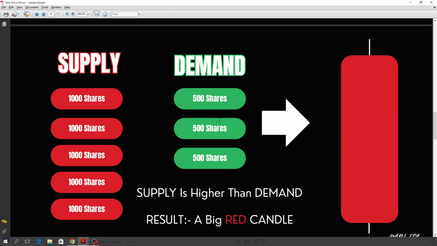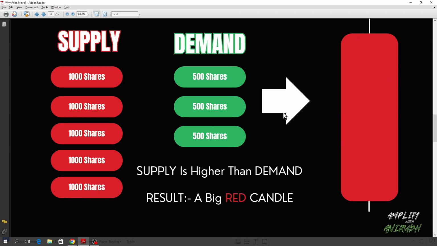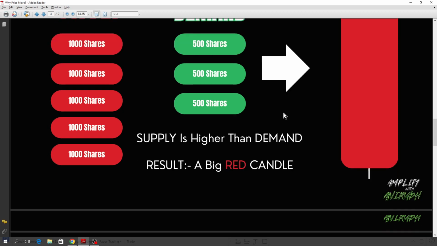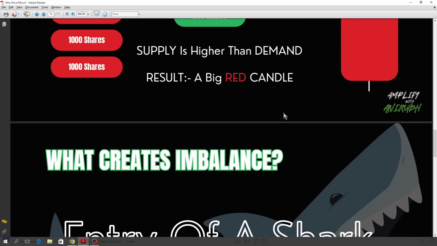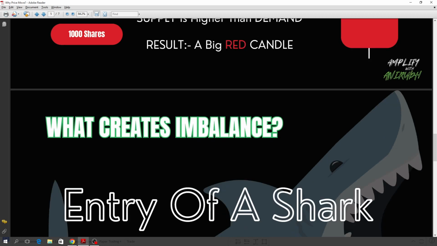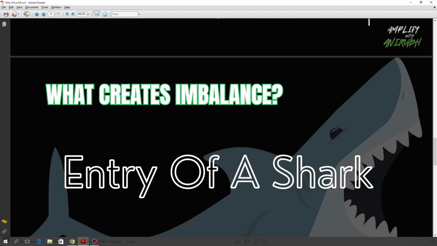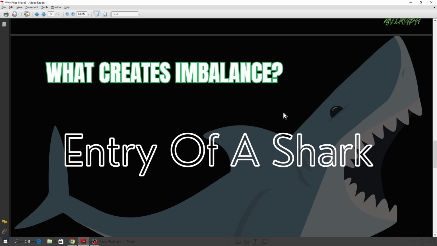It clearly states supply is higher than demand, price will go down, and we will see a big red candle on the chart. Okay, so let's understand all the slides first, then we will understand these things on chart itself.